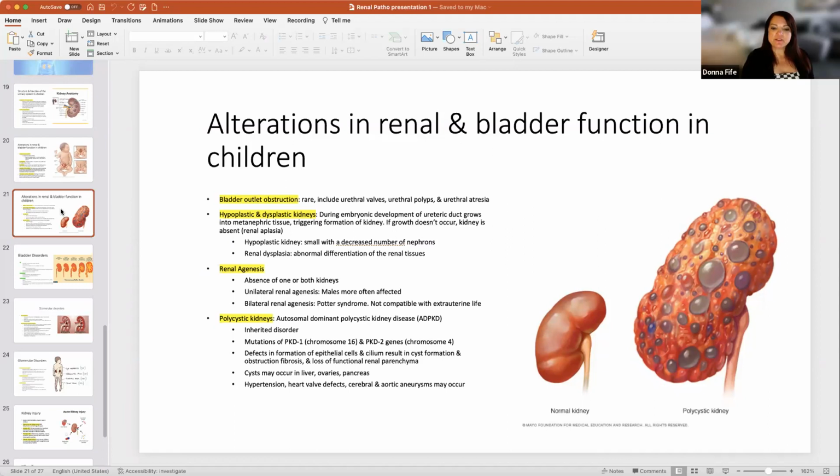Hypertension, heart valve defects, cerebral and aortic aneurysms may occur with the polycystic kidneys. And here's looking at the normal kidney and the polycystic kidney.